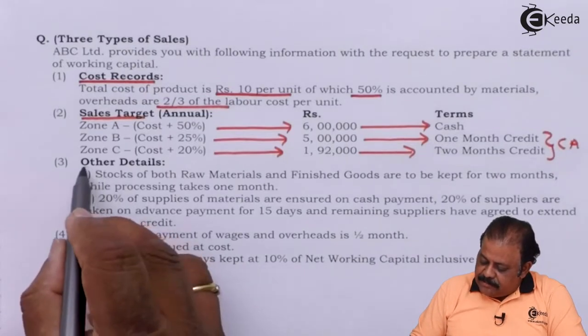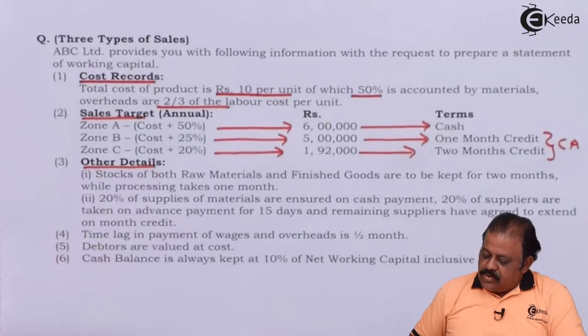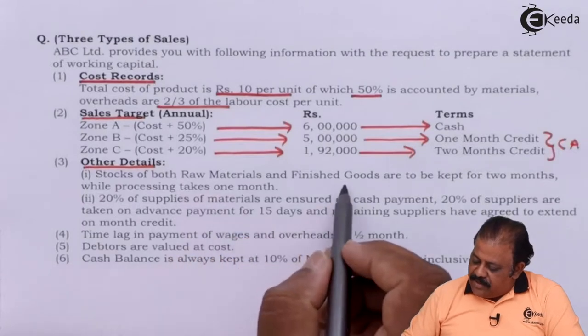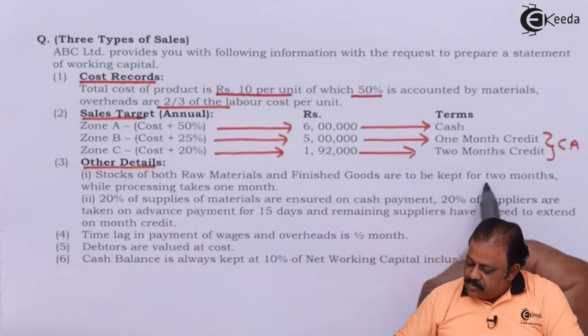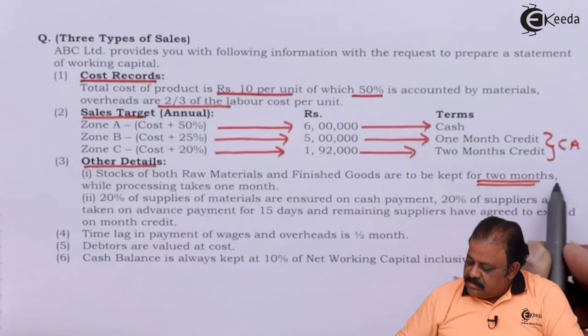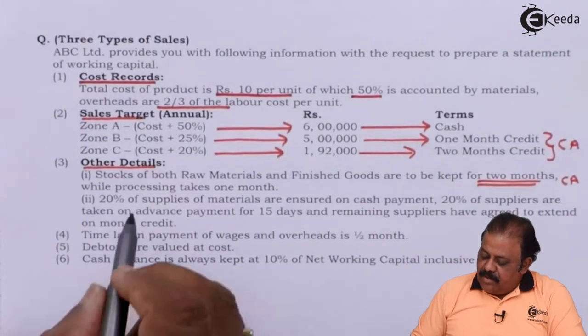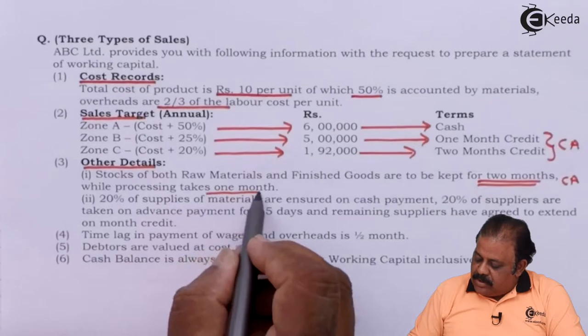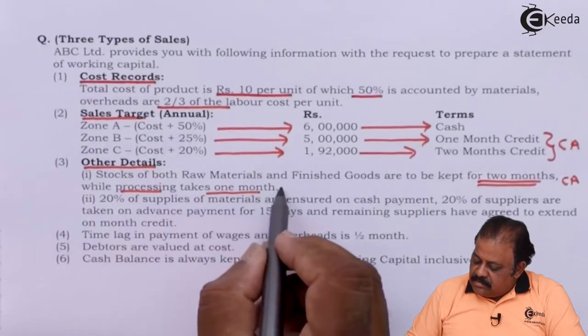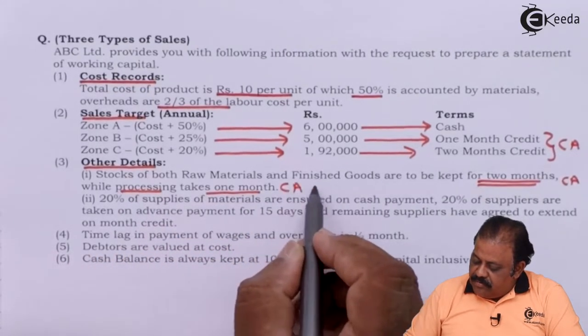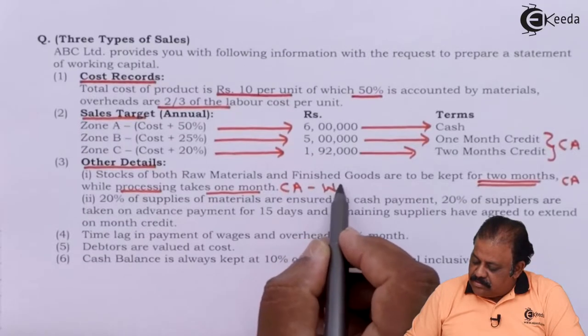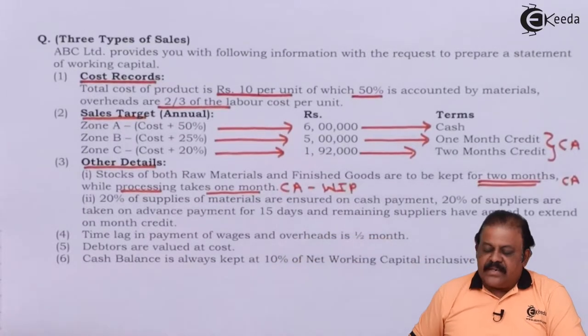Other details. Stock of both raw material and finished goods are to be kept for 2 months. It will be part of current asset. While processing takes 1 month. This is stock of work in progress. Part of current asset.